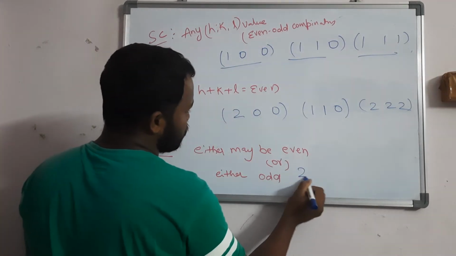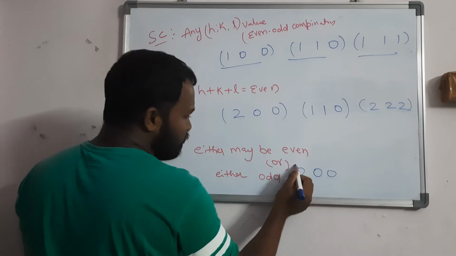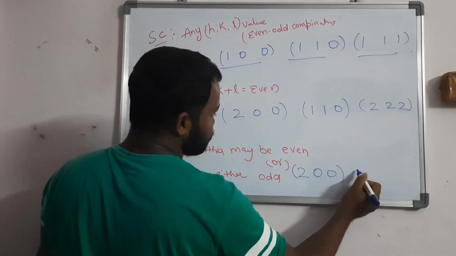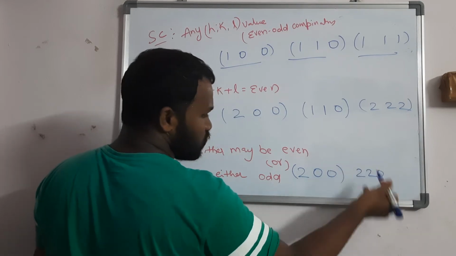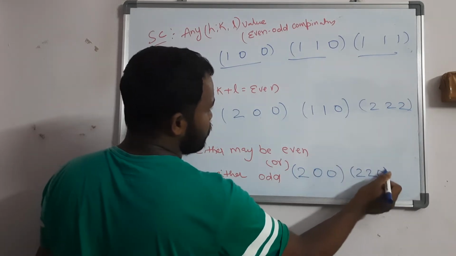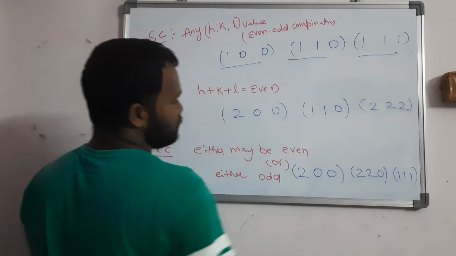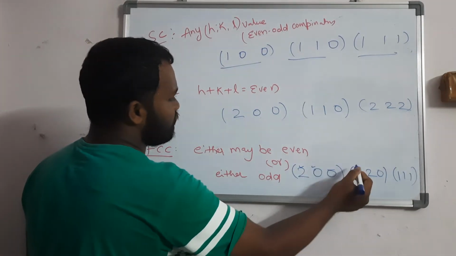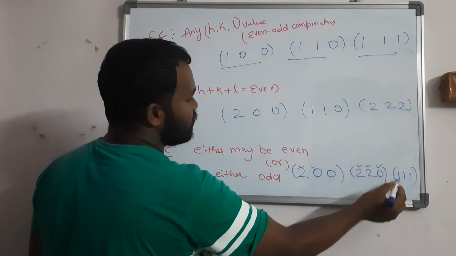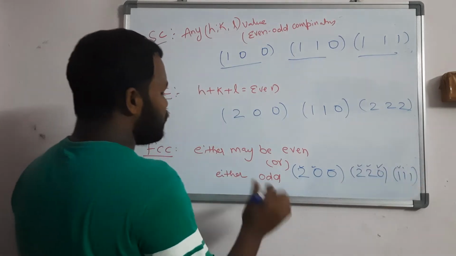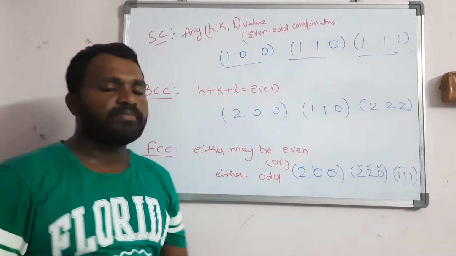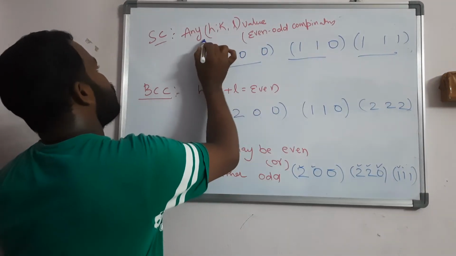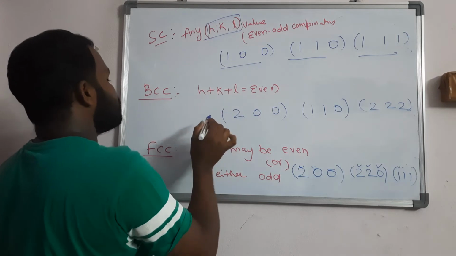So you can say only either even or odd. Here I am taking 200. If I take 220, it is also even. But even-odd combinations are not possible, because this is an even number and this is an odd number. So that means either all should be even numbers or all should be odd numbers. This is a very important concept. You can expect a question from this.